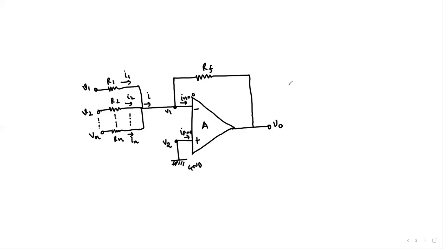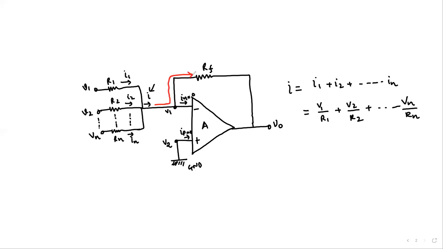And we can first write the expression for the total current that is coming right over here, I, which is the summation of I1, I2 plus up to In. By Ohm's law, they are V1 over R1, V2 over R2 plus up to Vn over Rn. So that's your input current. Similarly, this current comes over here, and since no current can go inside the op-amp, the current through the feedback resistor, called IF, is nothing but this current I.